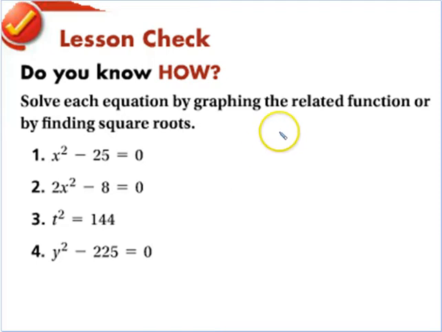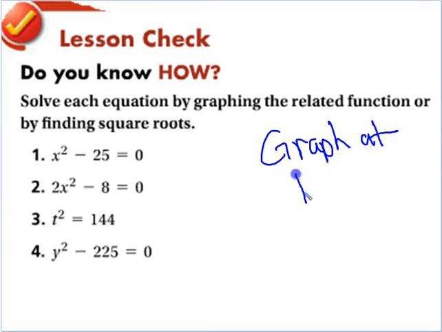I would suggest that you graph at least one. Just so you can visualize how it works, okay? The process of graphing it and whatnot. Granted, you can solve each of these by finding square roots. But please try and at least graph one. You're probably not going to choose that as often as you get the chance, so I want you to take a chance to do it right now, okay?